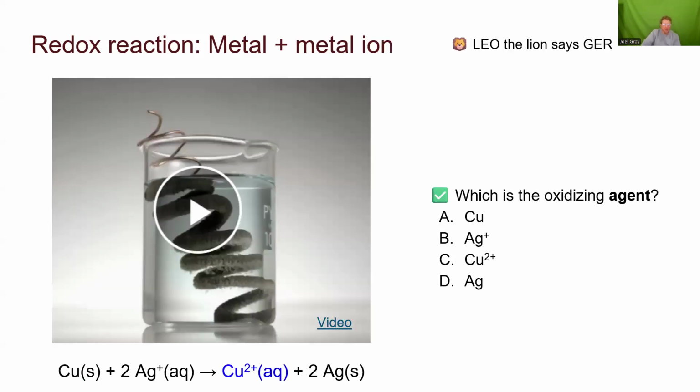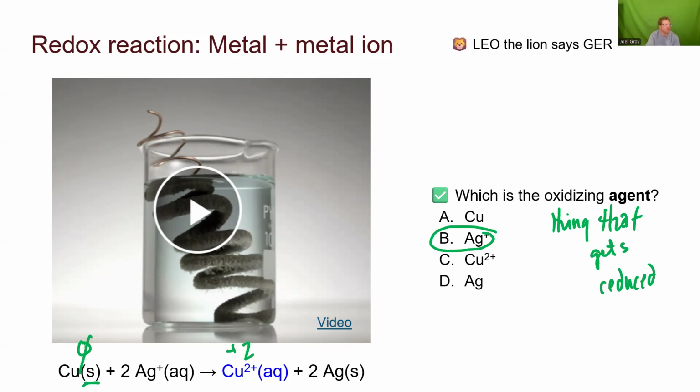Now, whenever you do that, then you can look at this and say, all right, well, which is the oxidizing agent? Well, the oxidizing agent is the thing that gets reduced. Copper, let's see, copper goes from a charge of 0 to +2. So that means solid copper here lost 2 electrons. So that means that copper gets oxidized. Emily, you're absolutely right. This Ag plus gets reduced and therefore is the oxidizing agent.